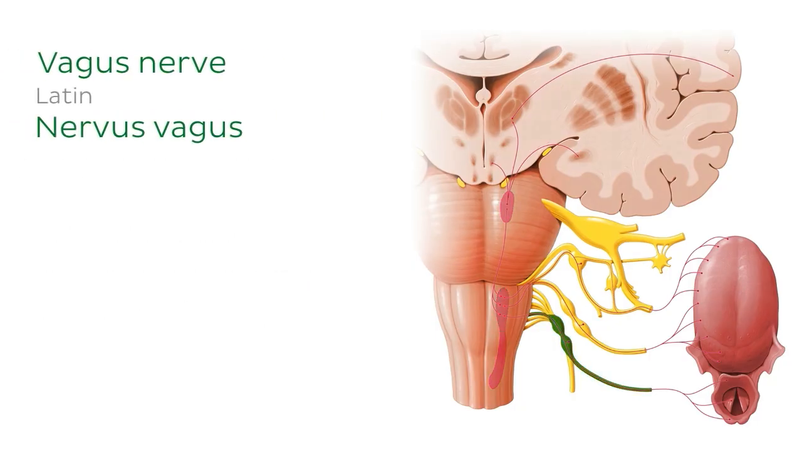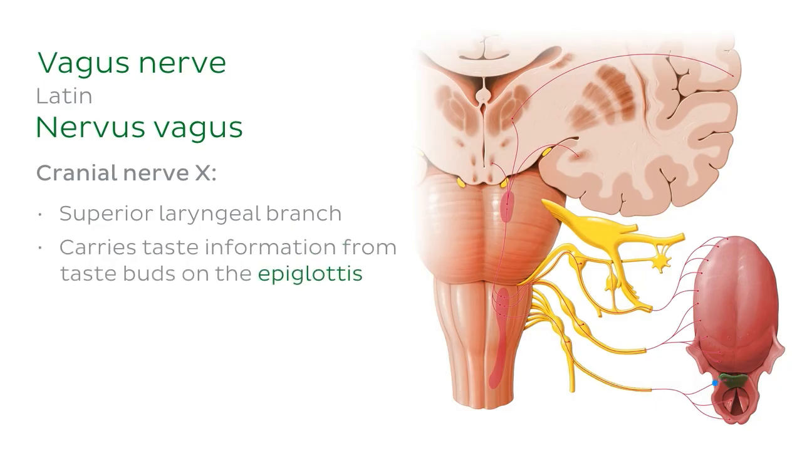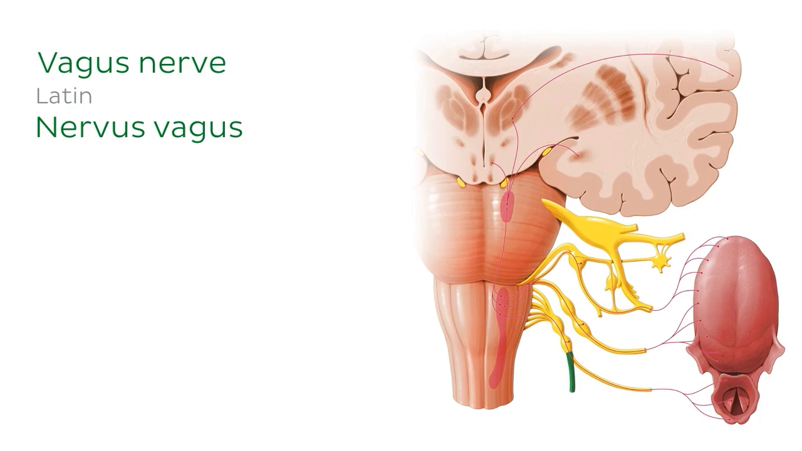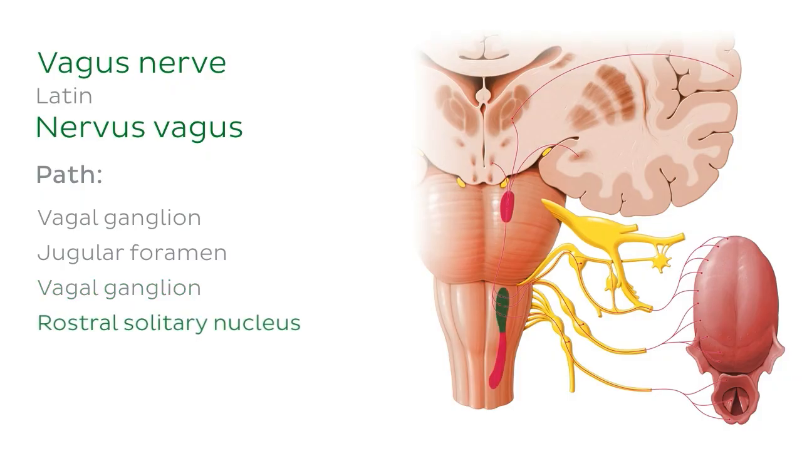The vagus nerve is cranial nerve 10, and we've highlighted the supralaryngeal branch of the vagus nerve, which carries taste information from taste buds on the laryngeal surface of the epiglottis. So this branch joins the vagus nerve from the thoracic and abdominal internal organs, and their sensory cell bodies form the inferior vagal ganglion. The afferent fibres enter the cranium through the jugular foramen with the glossopharyngeal nerve and the accessory nerve, and pass through the superior vagal ganglion. And they synapse in the rostral solitary nucleus, caudal to the synapses of the glossopharyngeal nerve.